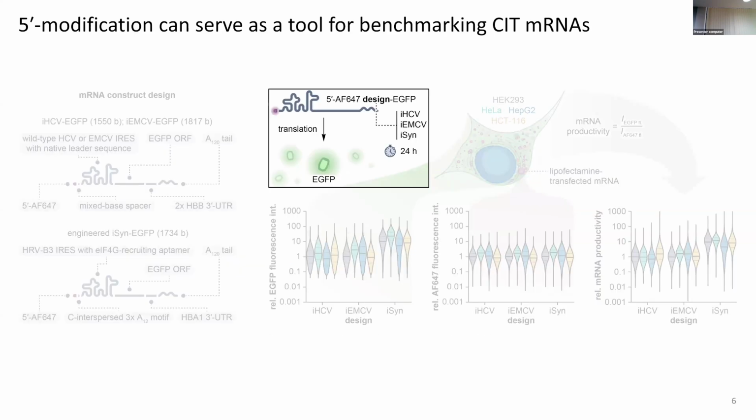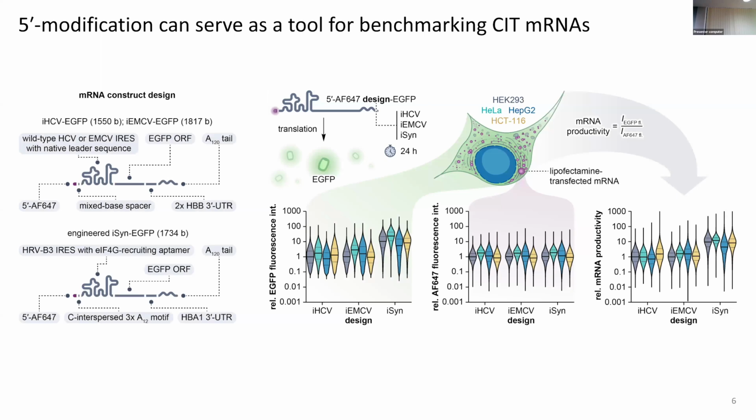So as an alternative to the strategy, we propose to use the dye on the 5' end of the mRNA to normalize the expression of the reporter protein to the total amount of the mRNA delivered. To test the strategy, we looked at 3 different IRESs, 2 derived from viruses and 1 modified that we call ISIN, or synthetic IRES. And we tested the translational properties of those constructs in four cell lines.